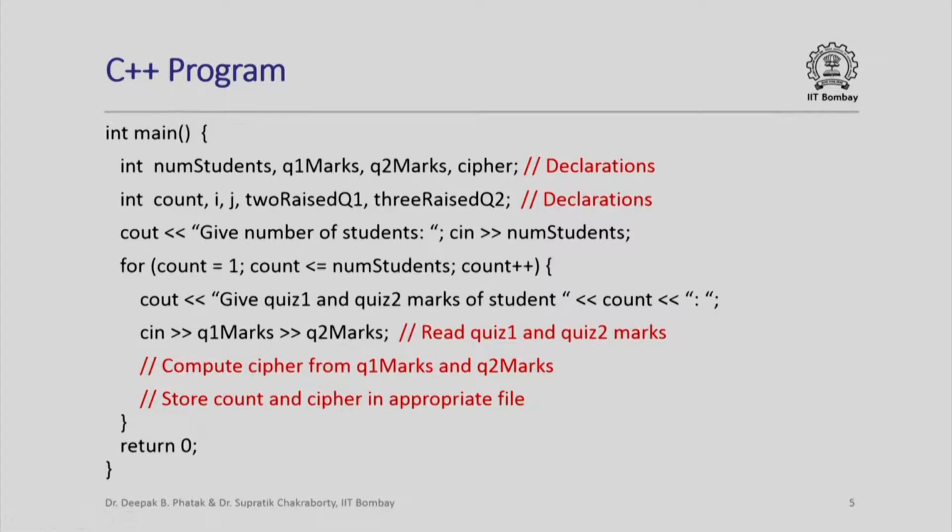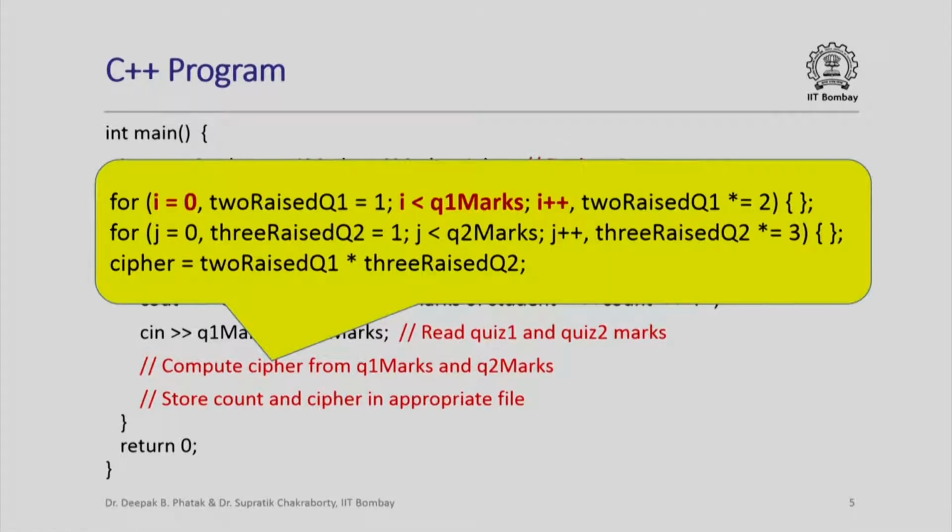Now since we have not studied how to do file operations, I am not going to elaborate on this comment further now. We will however elaborate on this comment. Now how do we compute the encoded form from quiz 1 marks and quiz 2 marks? We have seen that this has to be 2 raised to quiz 1 marks times 3 raised to quiz 2 marks. How do I compute 2 raised to quiz 1?